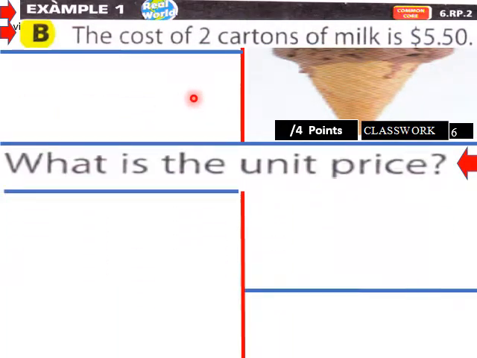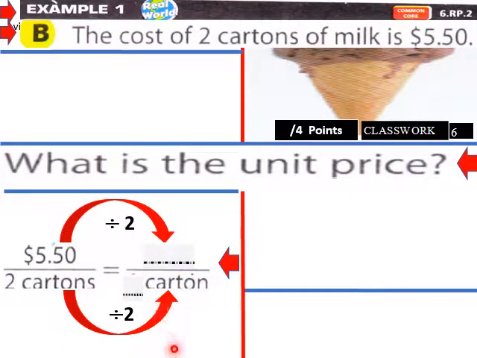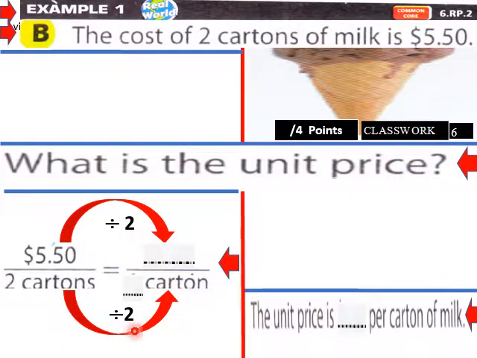So the cost of 2 cartons of milk is $5.50. What's the unit price? So $5.50 for 2, divided by 2. We got to get this down to 1 here. We got to find out per carton. So we divide through by 2, and we get $5.50 divided by 2 is $2.75 per one carton. So that'd be how we would find out.